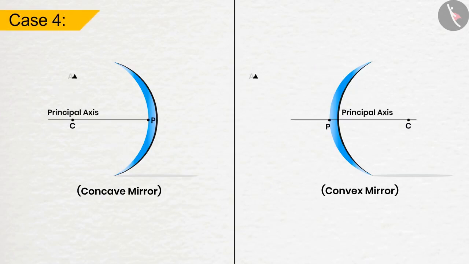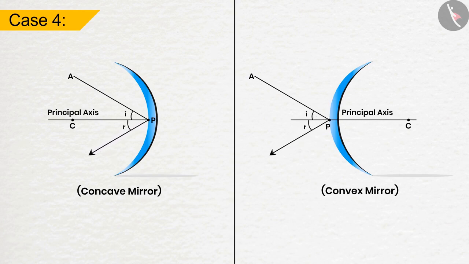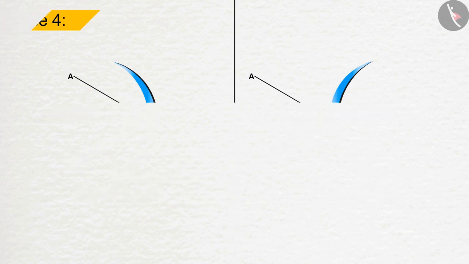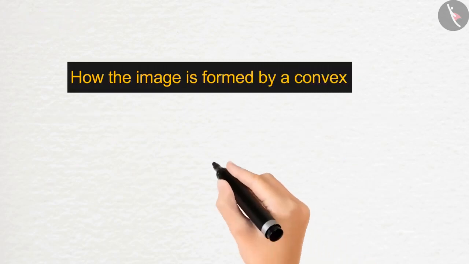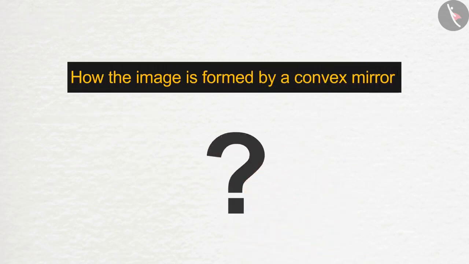Case 4. If the ray of light falls obliquely to the principal axis towards the pole, then it will be reflected back obliquely, making an equal angle to the principal axis. Now Rahul will show you an activity for how the image is formed by a convex mirror.